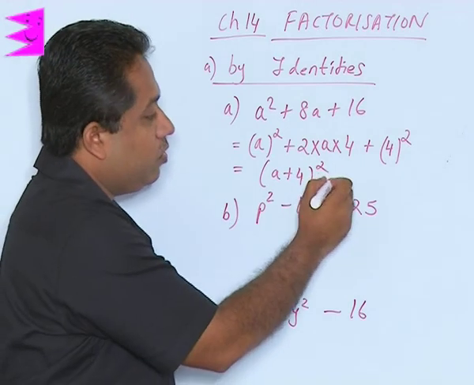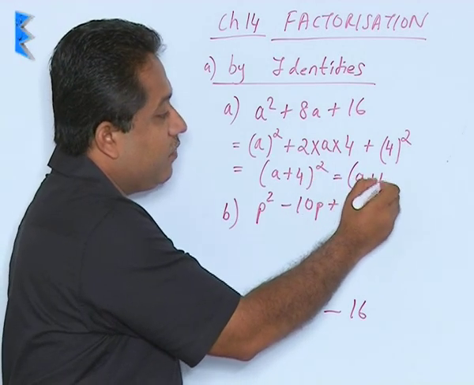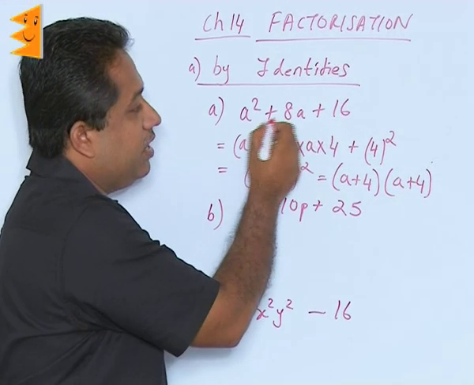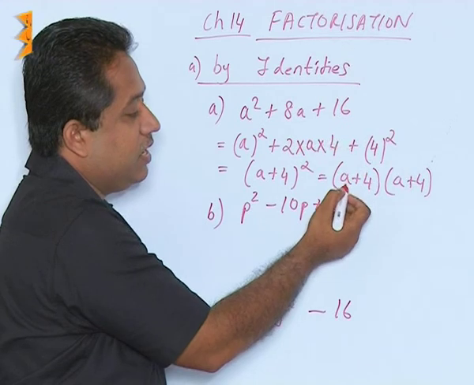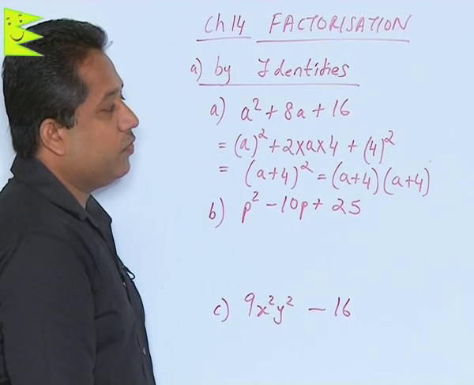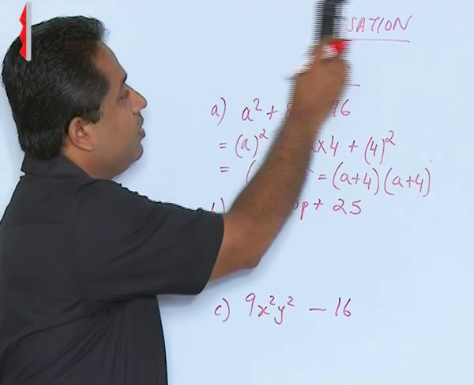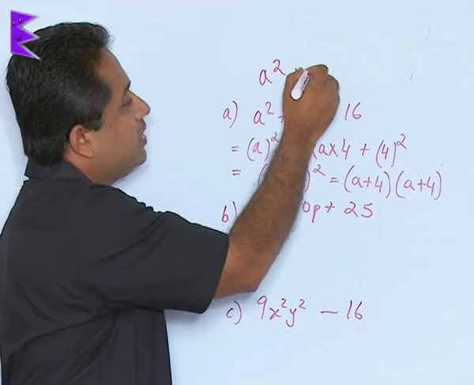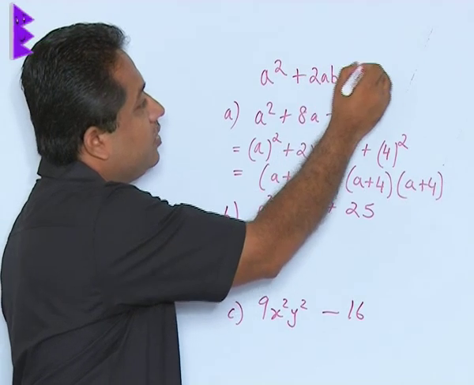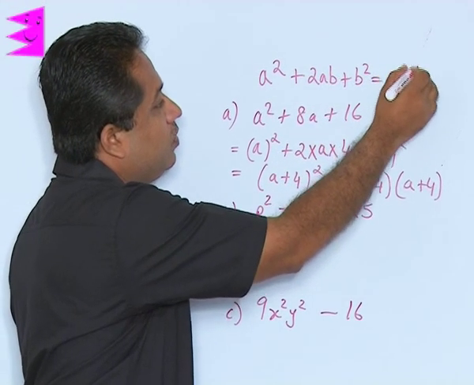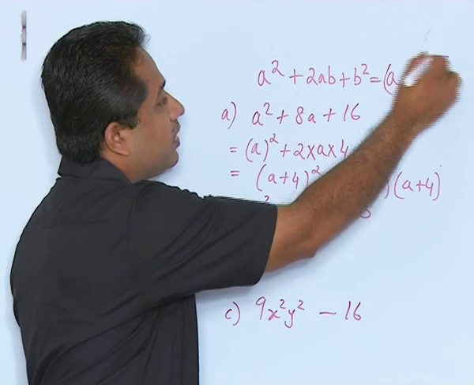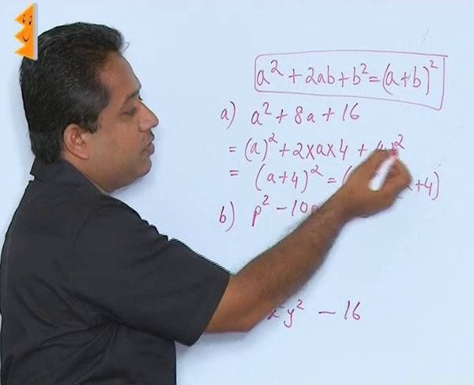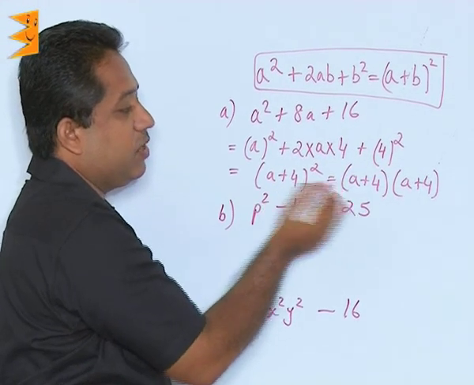Now, a plus 4 whole square means this factor a plus 4 is repeated twice. So, we can get a square plus 8a plus 16, the factors are a plus 4 into a plus 4. So, here we are basically using the identity a square plus 2ab plus b square is equal to a plus b whole square. This is the identity which we have used here, a square plus 2ab plus b square, we have written it as a plus b whole square.